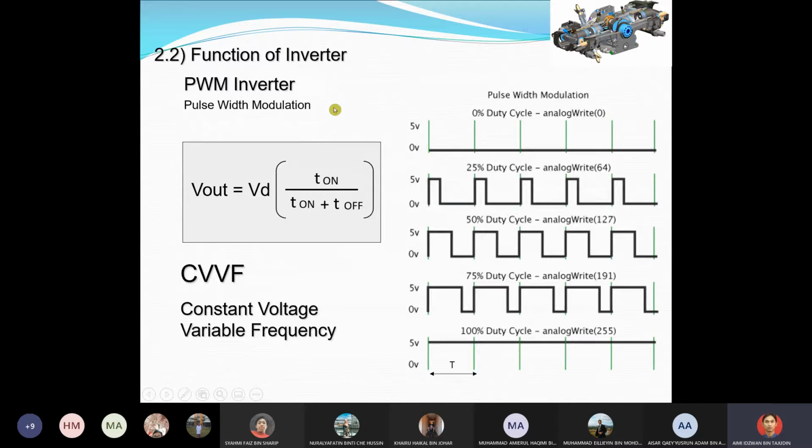Okay, so this is PWM inverter lah. Okay, so kita ada equation sebenarnya, V out sama juga dengan VD, multiply by T on over T on plus T off. Okay, I think you might have seen this equation before. Pernah tengok tak equation ni? V out is equal to VD multiply by T on over T on plus T off. Pernah tengok?